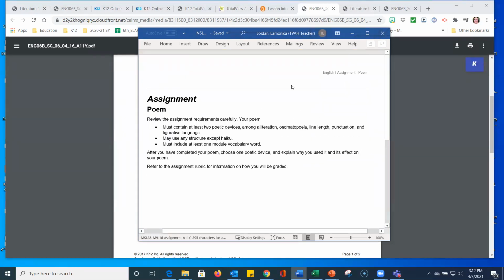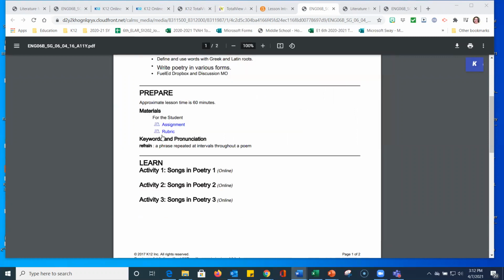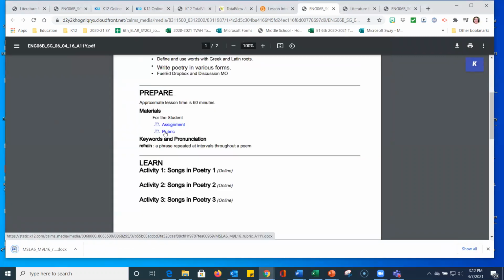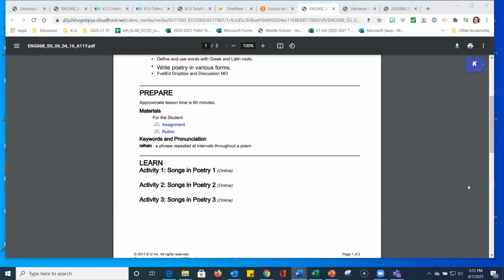So enable editing so that you can type right here on this. If you want to type right in there and write your poem, that's fine with me. Let's pull up this rubric and see how it will be graded. Again, this will be for extra credit. It's not a grade in the grade book, but if you turn it in, I will grade it and we'll add some points to one of your low scores.